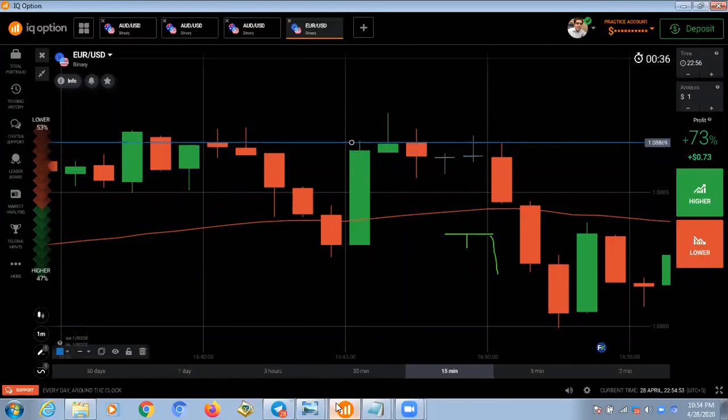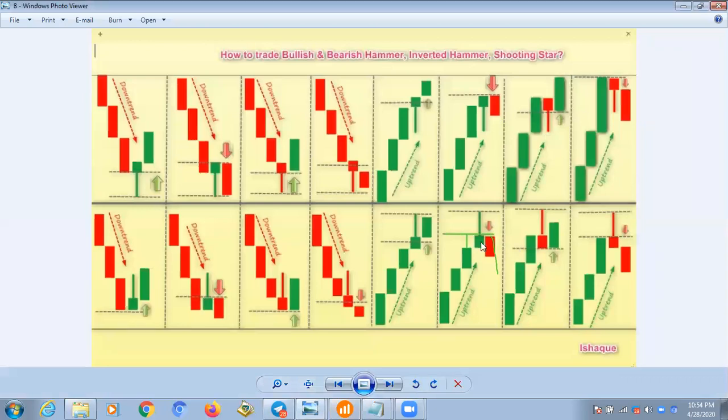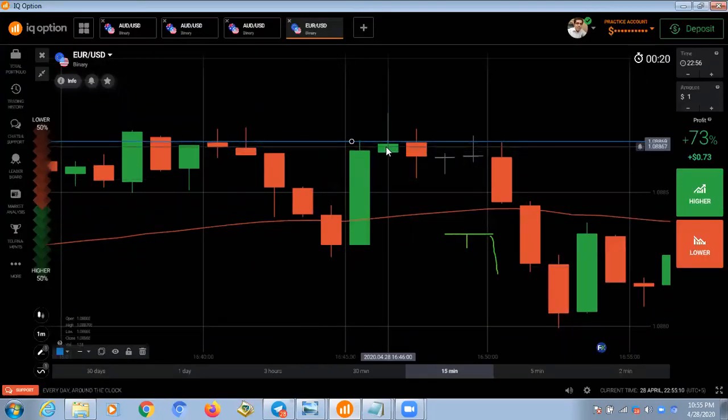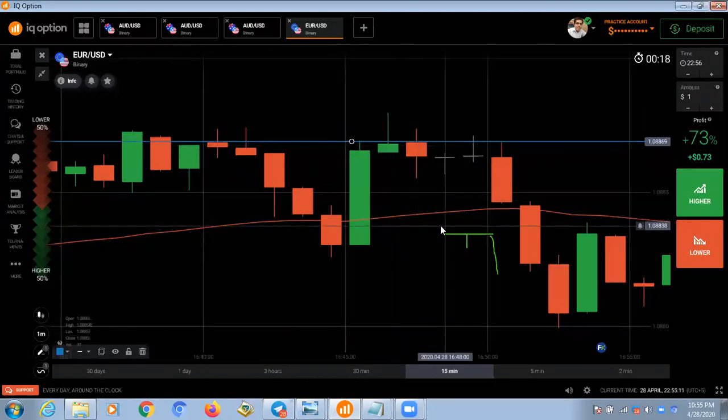What I say in this level, when you find this type of wick, and the price is closing on the wick, the next candlestick will go down. And what is here? When the price wick is closing on the level, the next candlestick goes down.